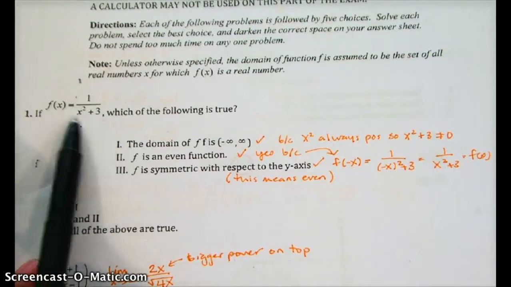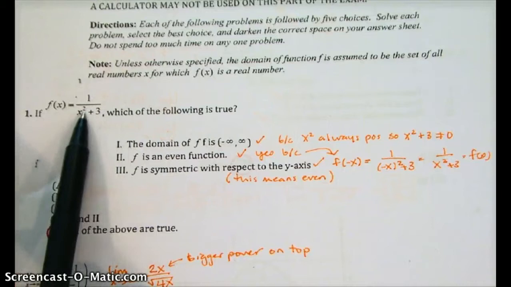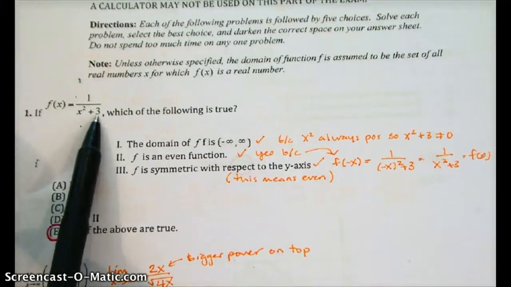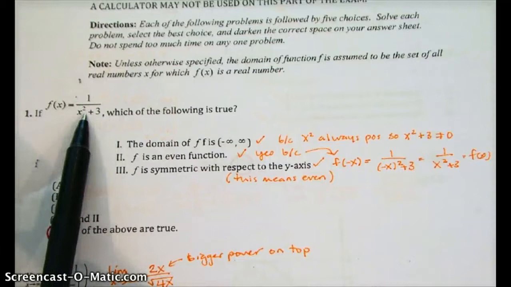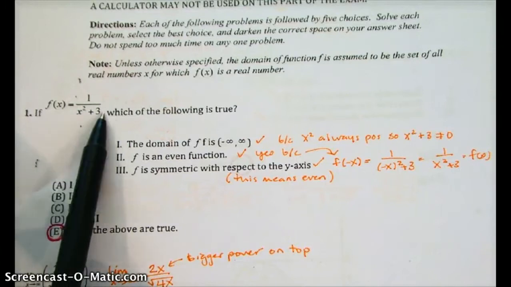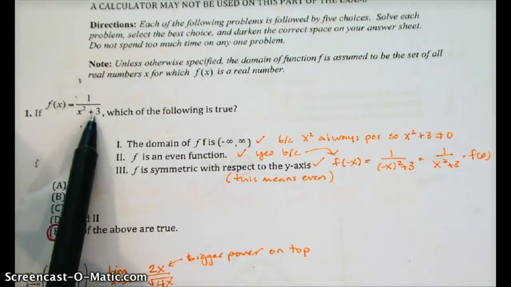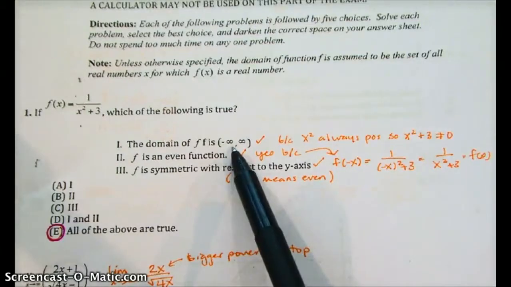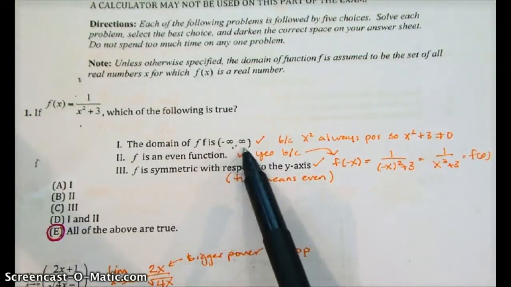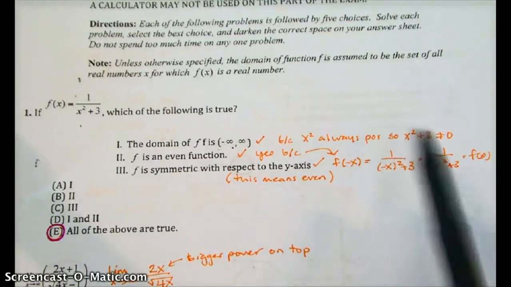In order to get 0 on the bottom, x squared would have to equal negative 3, because then when you add it to positive 3, it equals 0. But x squared can't equal negative 3, because x squared has to be positive. It's just a squared number, which means that there is no way the bottom of this function could equal 0, which means that there are no domain restrictions, which means that I can plug any number I want, which means that the first one is correct. The domain is all real numbers, because x squared is always positive.